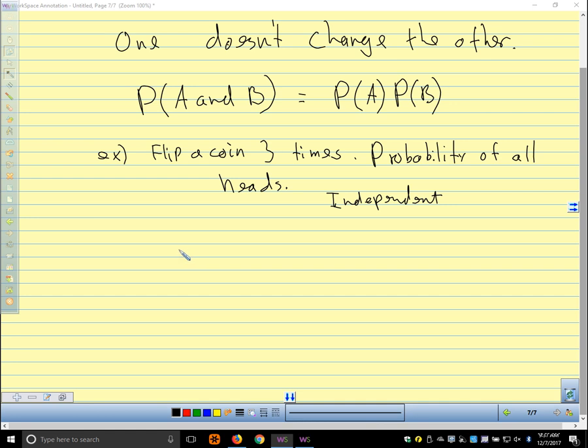All right, so the probability of all heads. Well, what's the probability of a head on the first flip? 1/2. On the second one, 1/2. On the third, 1/2. We have a 1 in 8 chance of getting all heads. All right, questions about independent events?